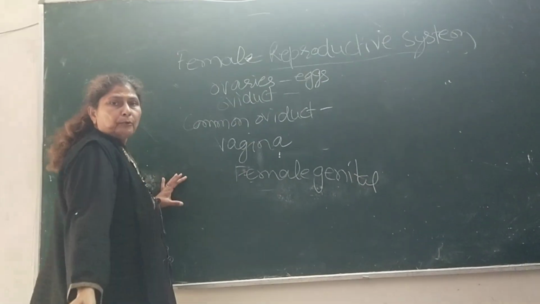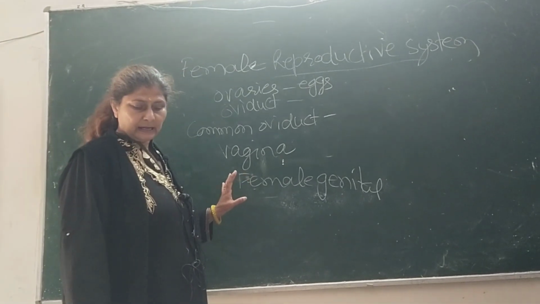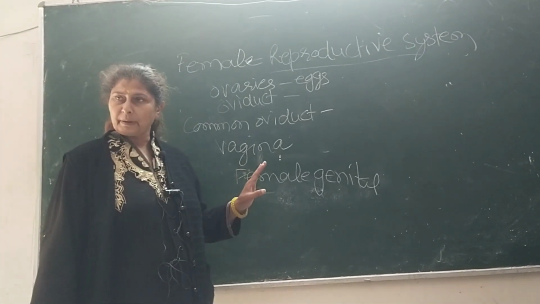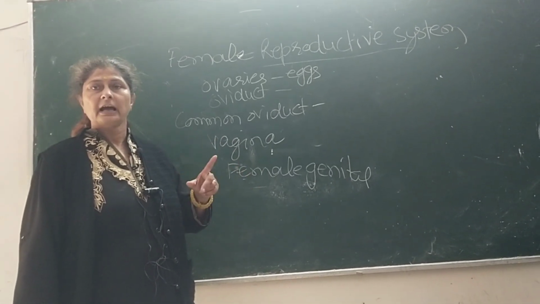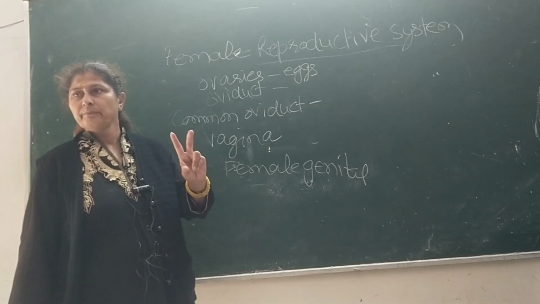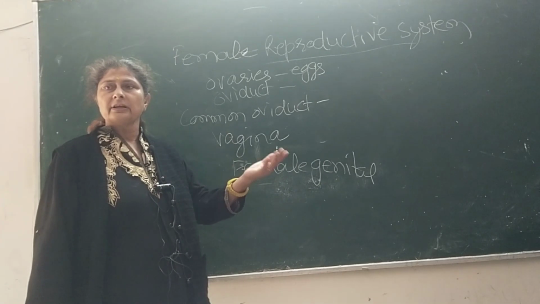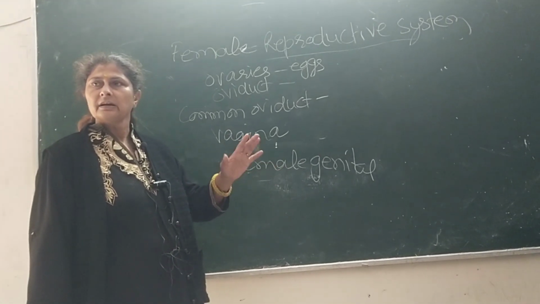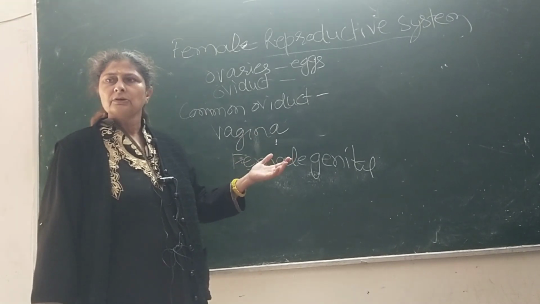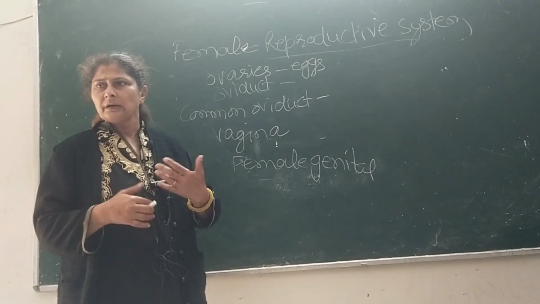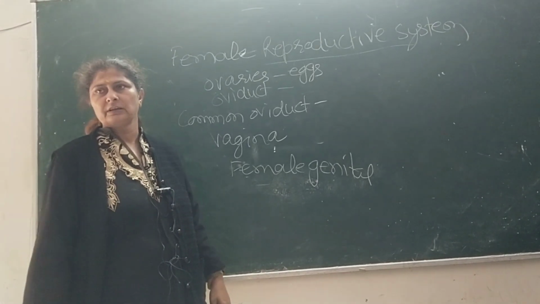Around this female genital pore, what is present? 3 pairs of external genitalia. I said 3 pairs, means total 6: 3 on one side and 3 on the other side. Is this clear? What is the function of this? To open the brood pouch during the copulation.